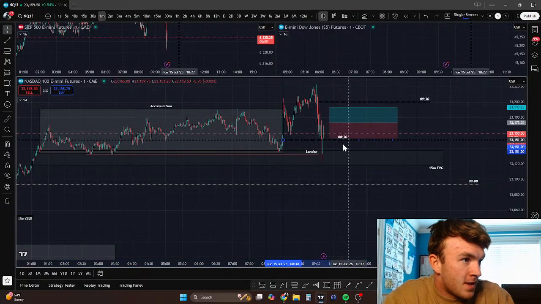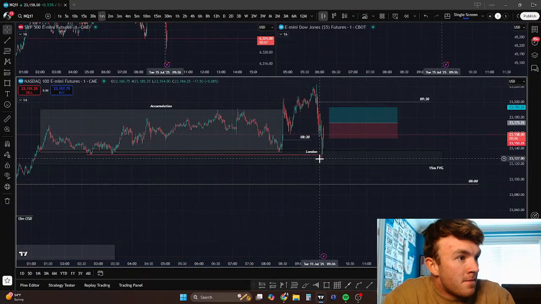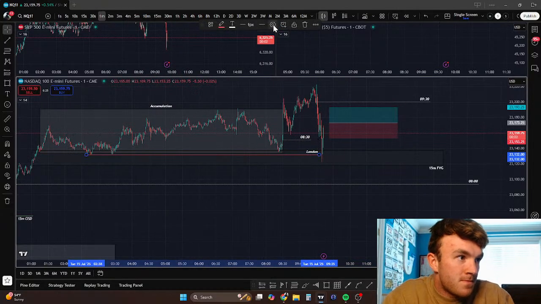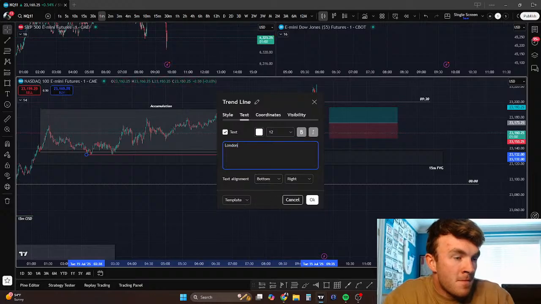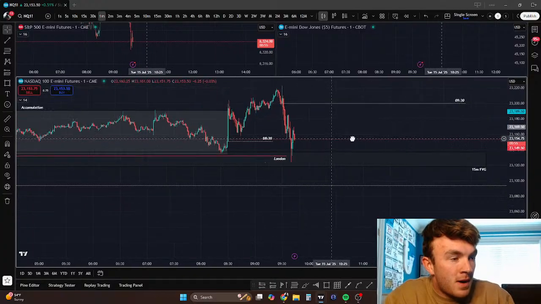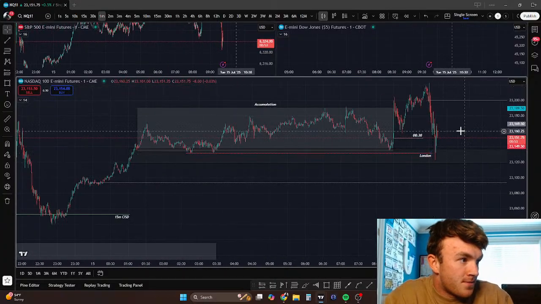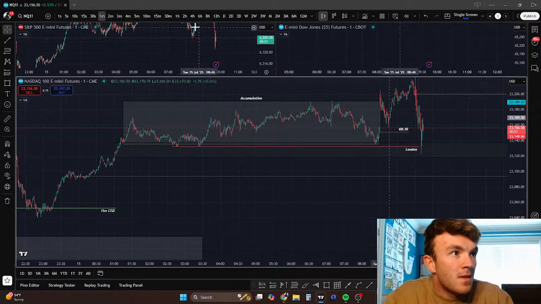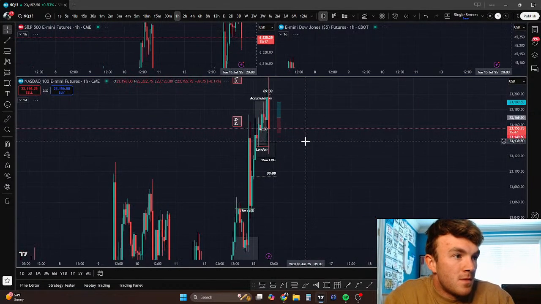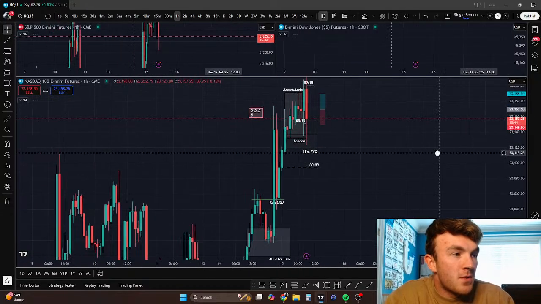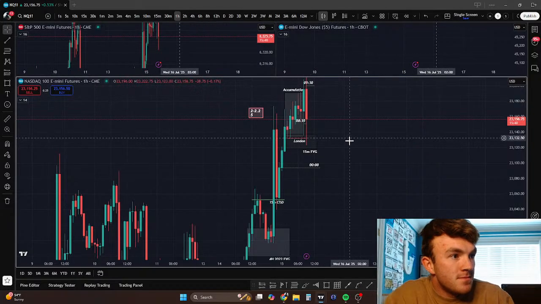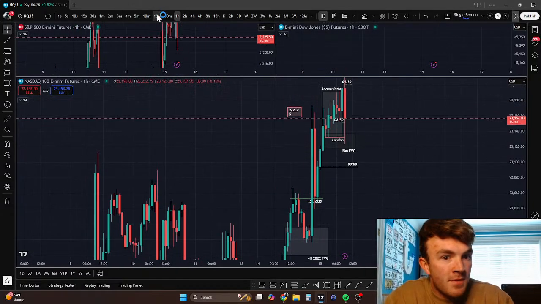So once again, 8:30 was right here. There we go. We're starting to move possibly lower off of this. We also have this as a 1 hour gap. Personally, I'm looking to take this off of a 15.